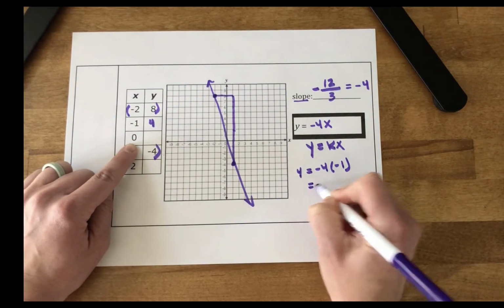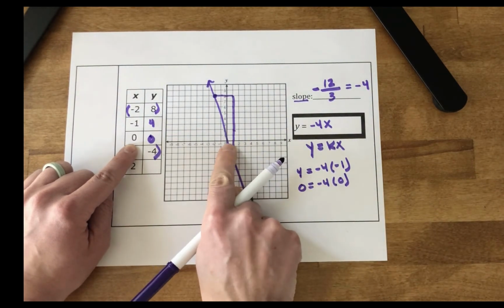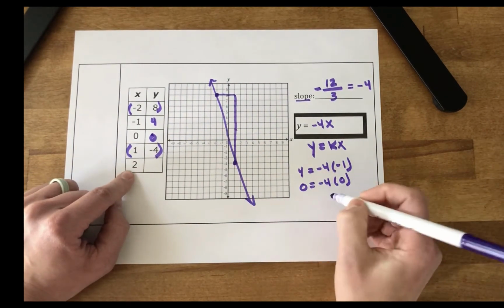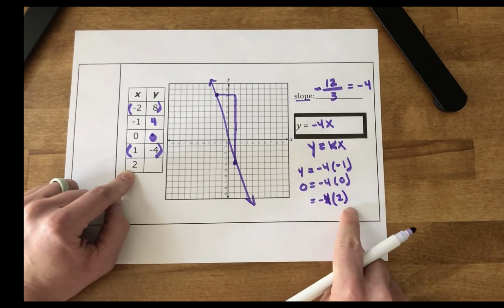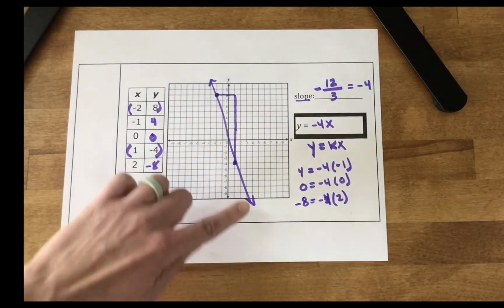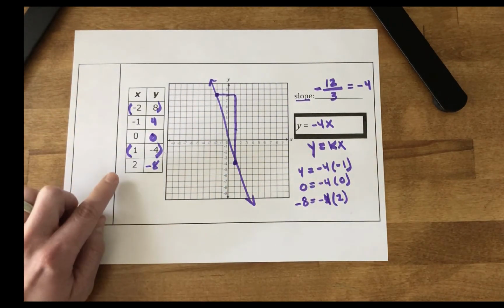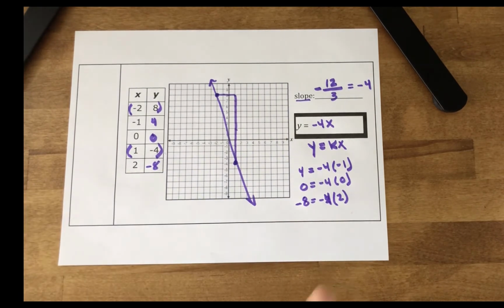Let's plug in 0 for x. Anything times 0 is 0. Thank goodness Miss Kluver got it to go through the origin. And when x is 2, whoopsies, -4 times 2. My signs don't agree, so it's going to be a negative, and then 4 times 2 is 8. So -8. And I could plot those and make sure that they fall on the line, but I will tell you, I know that they do. So what was different with this one?